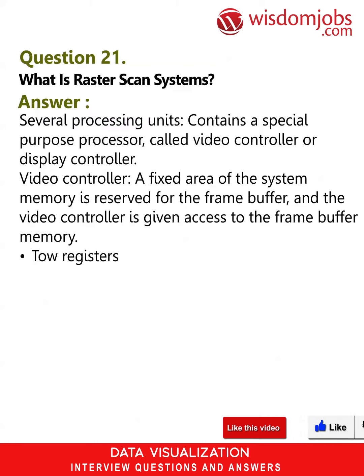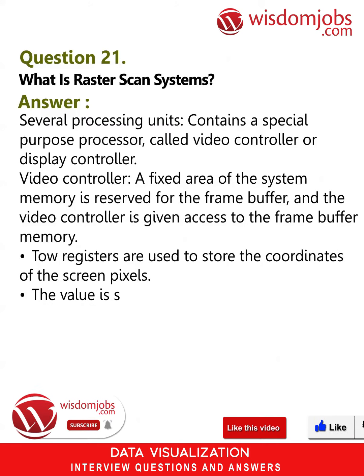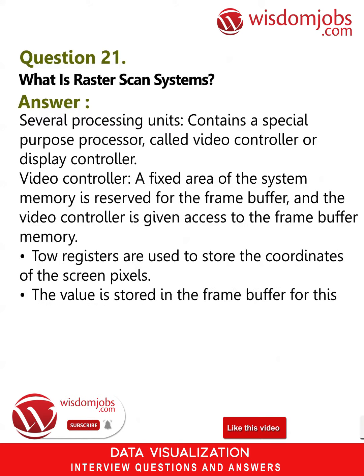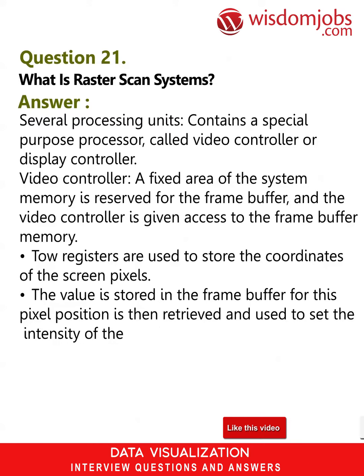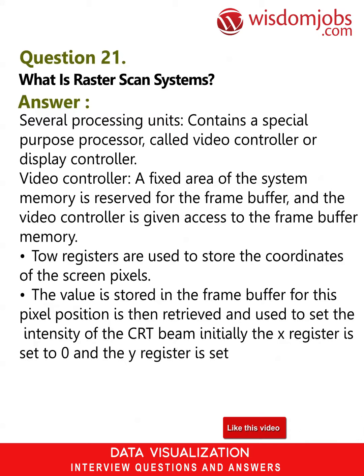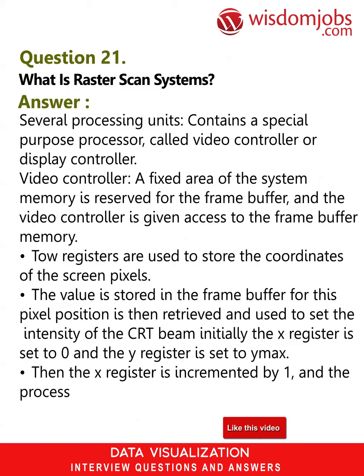Two registers are used to store the coordinates of the screen pixels. The value stored in the frame buffer for this pixel position is then retrieved and used to set the intensity of the CRT beam. Initially the X register is set to 0 and the Y register is set to max. Then the X register is incremented by 1, and the process repeated for the next pixel on the top scan line.